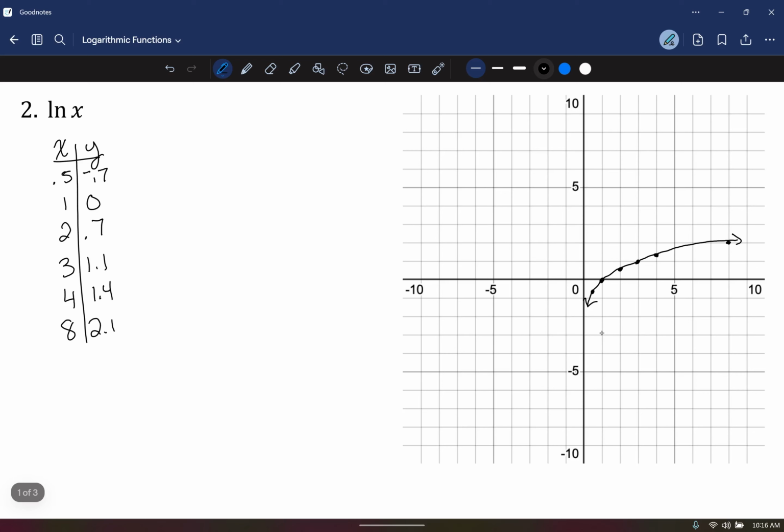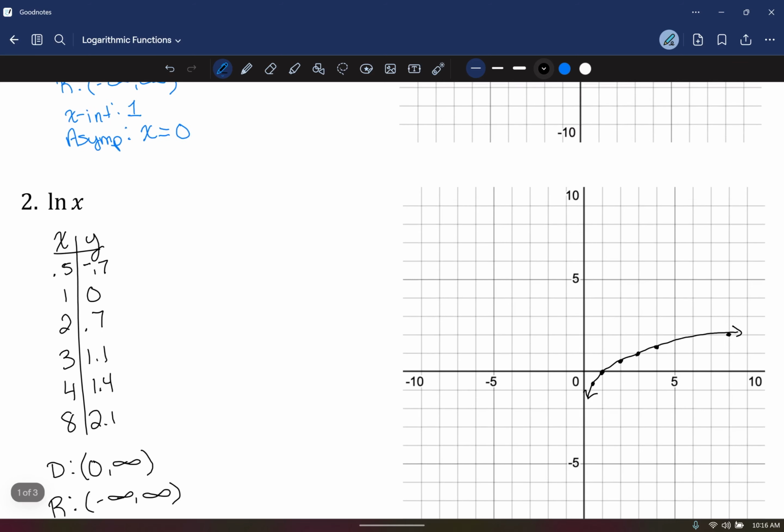All right, so I can see that my domain is going to be the same as last time. I'm going to start at 0, and it includes all the positive numbers. For the range, again, negative infinity to positive infinity. For my x-intercept, I'm still crossing at 1. And then for my asymptote, it is still at x equals 0.